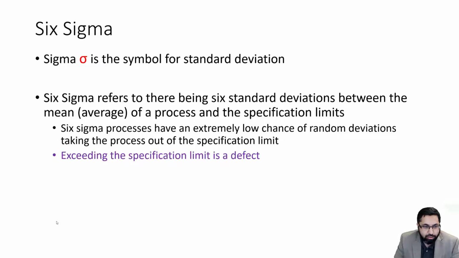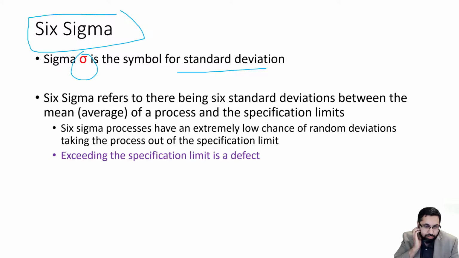Six Sigma. Sigma is a symbol for standard deviation, so Six Sigma is focused on reduction of standard deviation or variation. Six Sigma refers to there being 6 standard deviations between the average of a process and the specification limits.